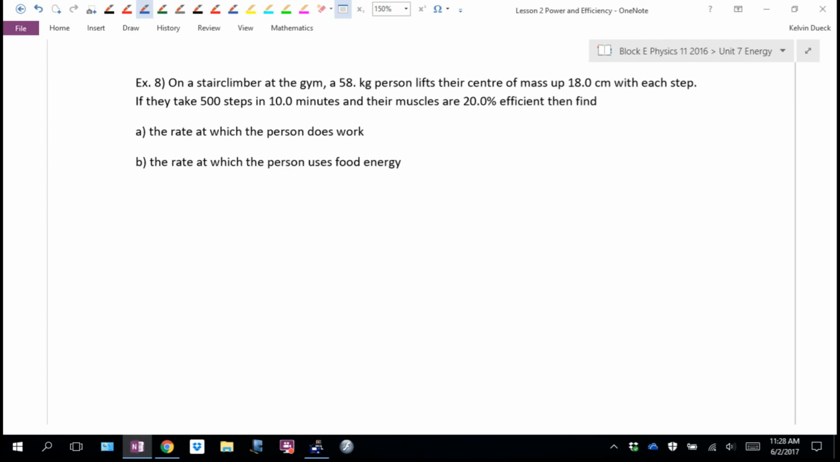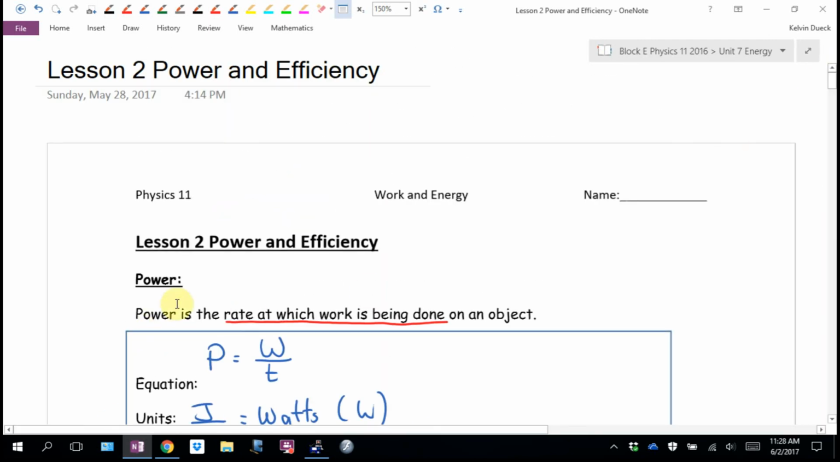Patrick, can you read A to me, please? The rate at which the person does work. Read that out loud again. The rate at which the person does work. Everybody stay on this page. Do you know what the rate at which work is being done is another word for? Power. It's asking me to find power.